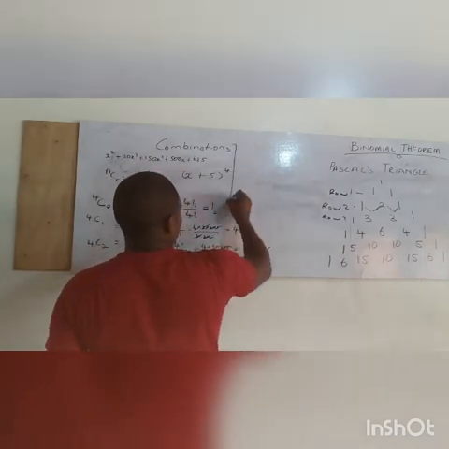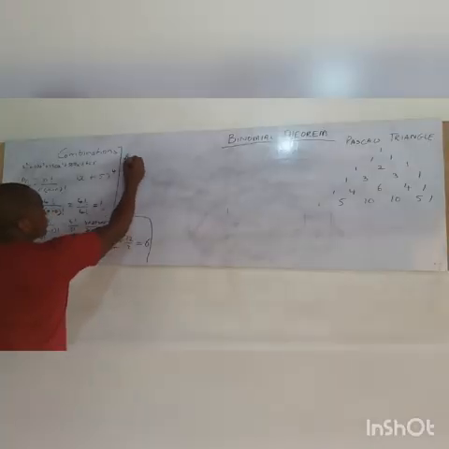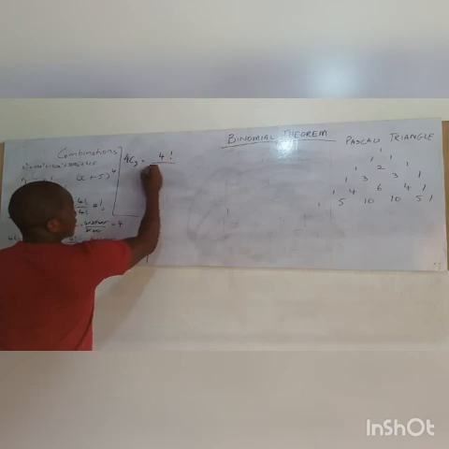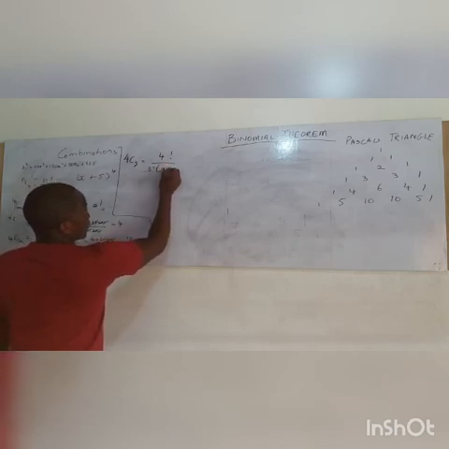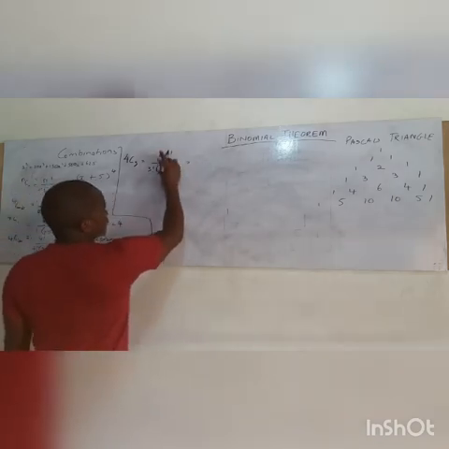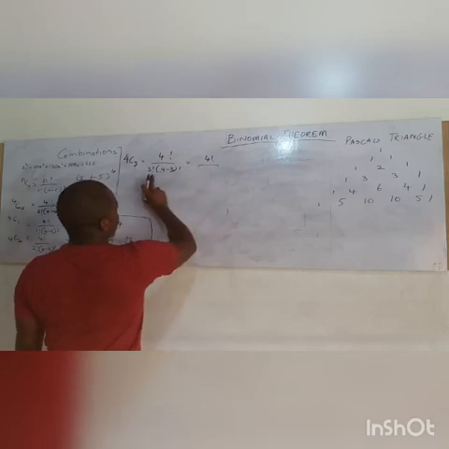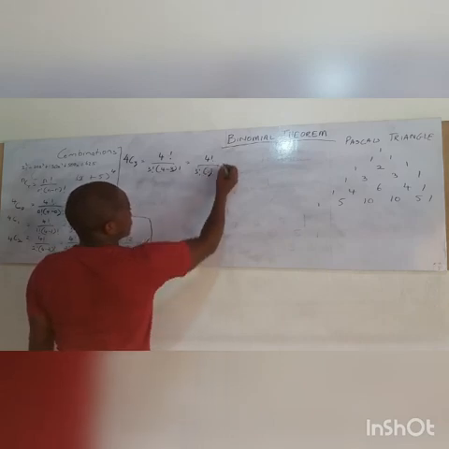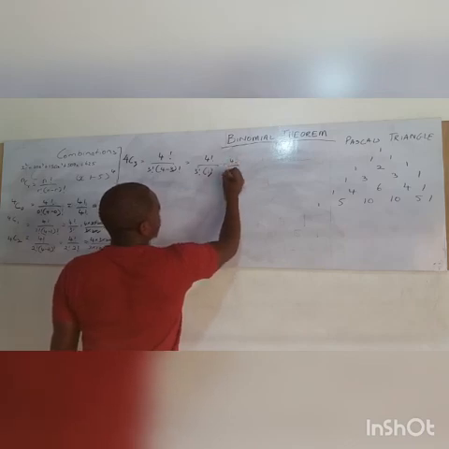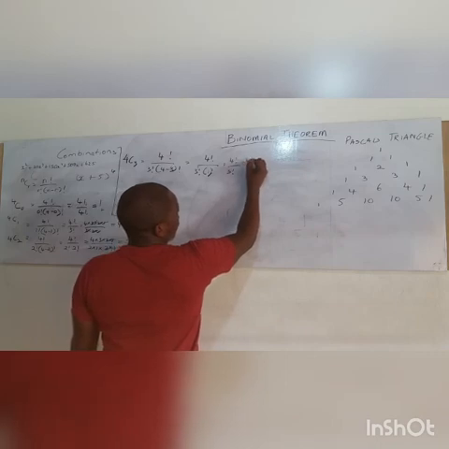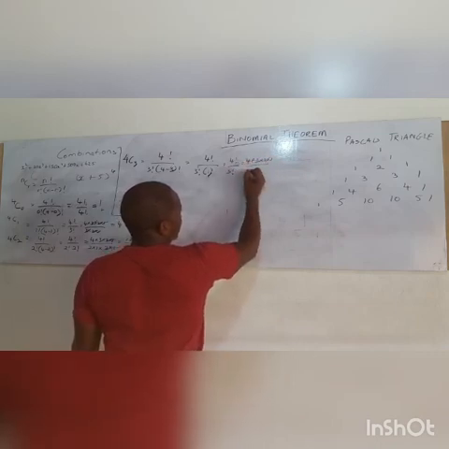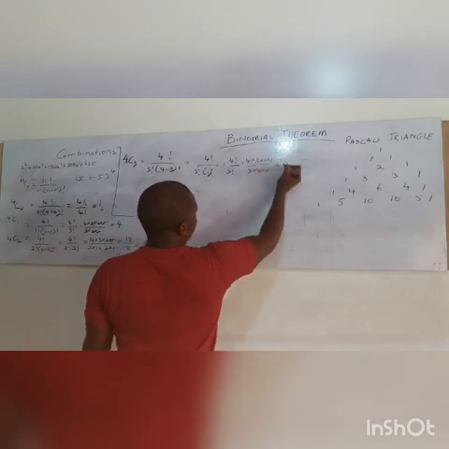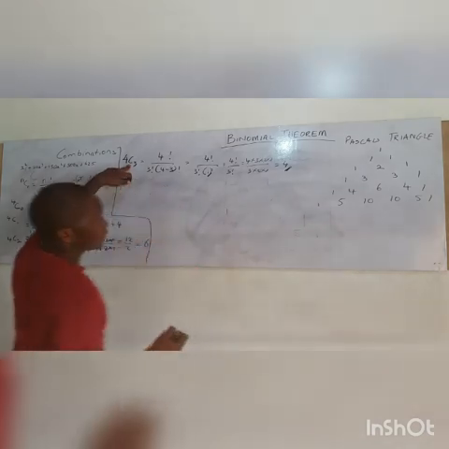Now let's go with 4 combination 3. Using our formula, it's 4 factorial divided by 3 factorial times 4 minus 3 all factorial. Simplifying, this gives us 4 factorial divided by 3 factorial times 1 factorial. This can be simplified as 4 times 3 times 2 times 1 divided by 3 times 2 times 1. So we'll be left with 4. So 4 combination 3 gives us 4 as the value.